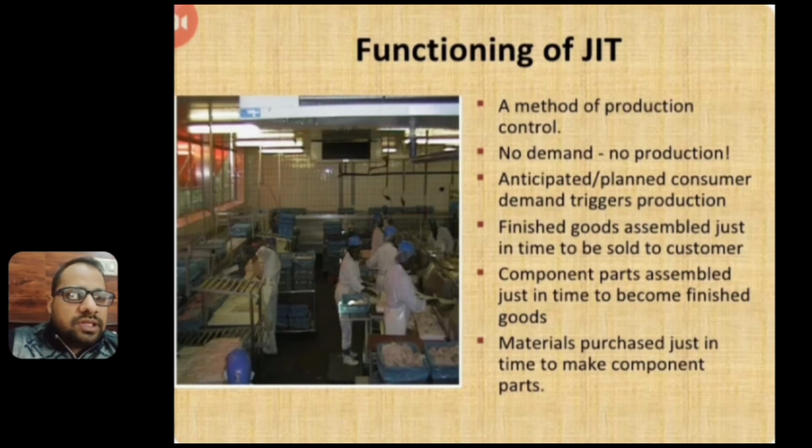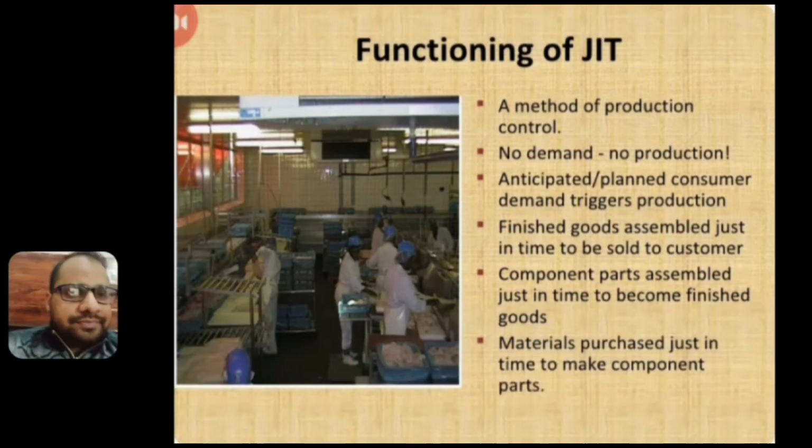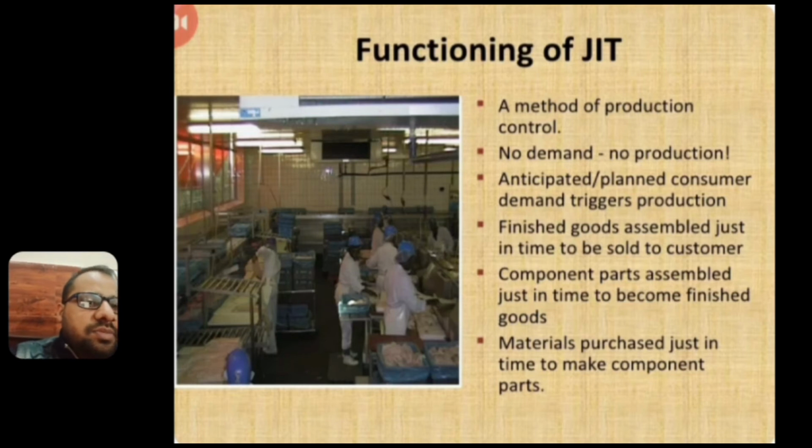Send it to the customer as quickly as possible on their demand. Component parts are assembled just in time to become finished goods. Materials are purchased just in time to make component parts.